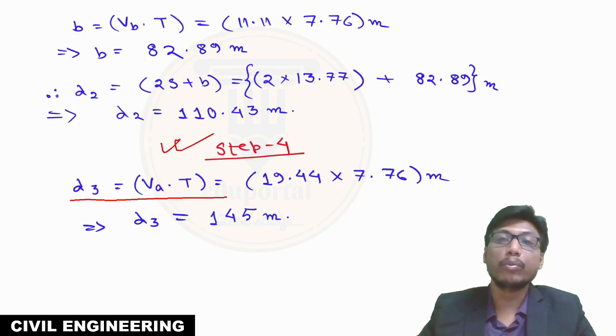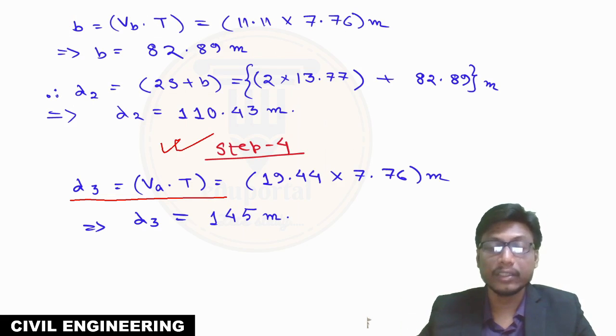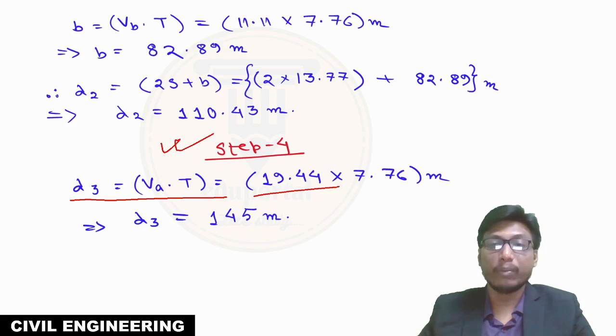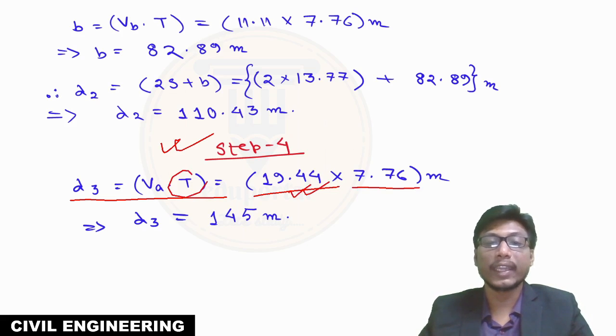Now step number 4, D3. D3 is the distance traveled by the vehicle C that is coming from the opposite direction, and it is VA into T. We assume that it takes the velocity of the overtaking vehicle, that is moving at 70 km per hour, which is 19.44 meter per second, into T, the overtaking time, 7.76 seconds. If we put this, we get D3 equal to 145 meter.